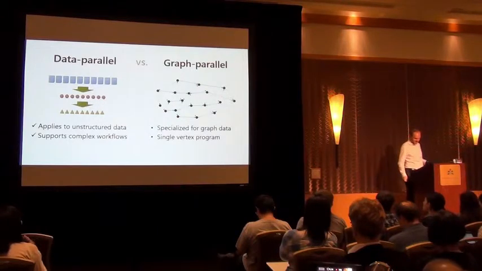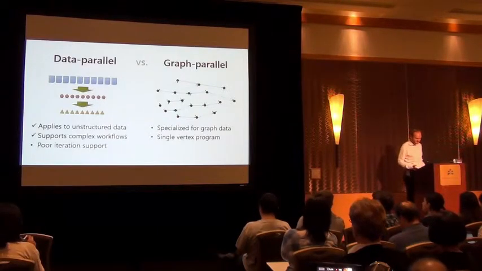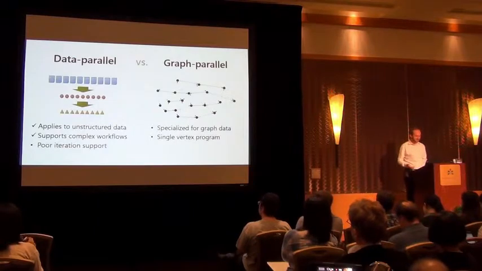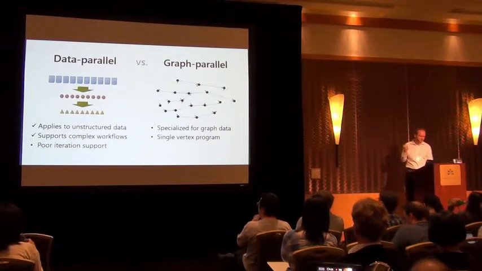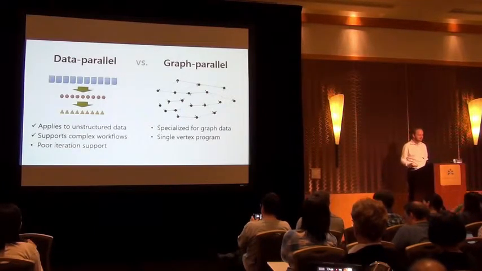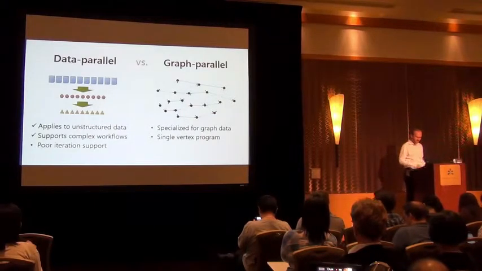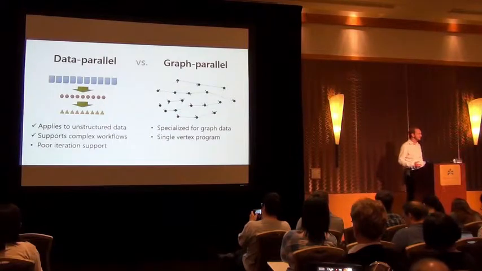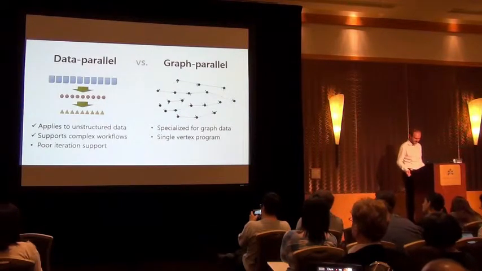So the existing data parallel systems are let down by their poor support for iteration. They're designed to scale to huge distributed data sets, and so they sacrifice support for fine-grained state updates in order to process huge batches of records at the highest possible throughput.